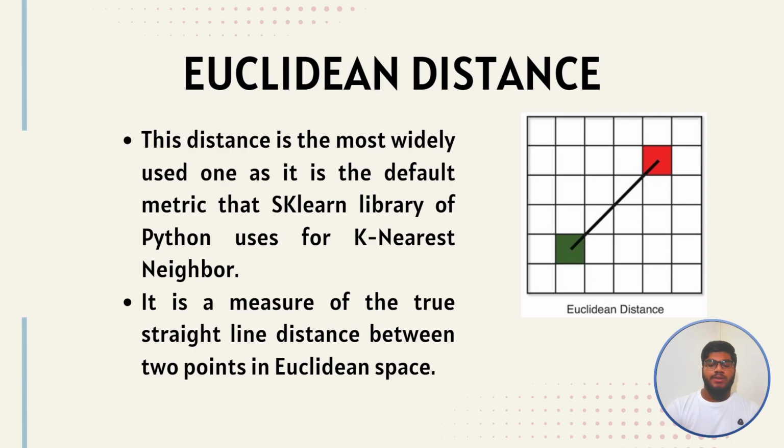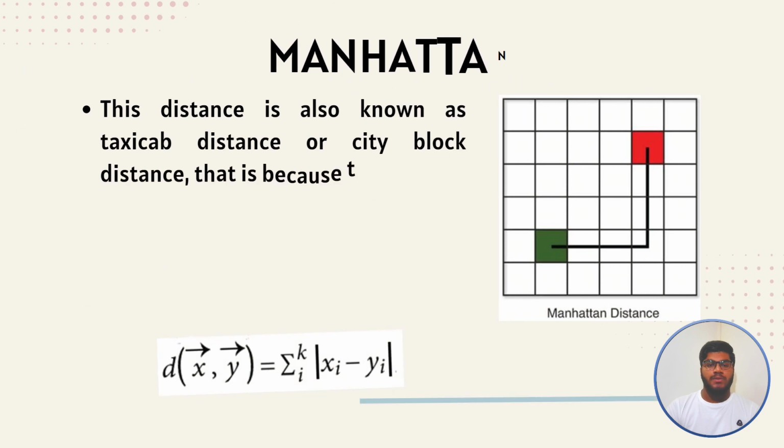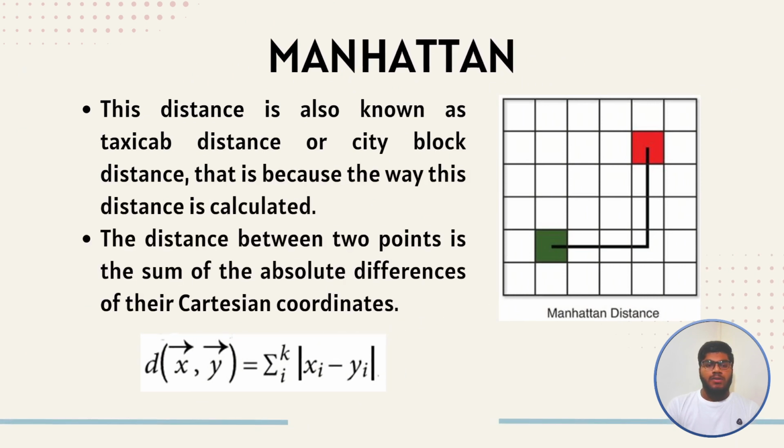Now let us discuss the second distance metric, that is the Manhattan. This distance is also known as the taxi cab distance or the city block distance. That is because of the way in which this distance is calculated.